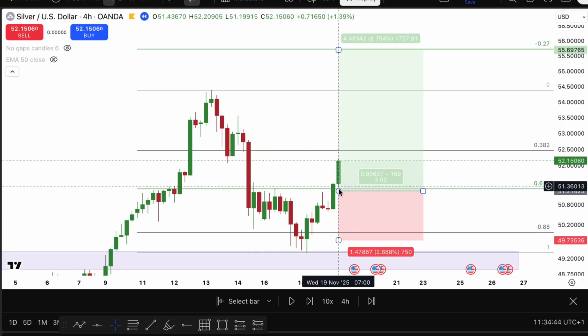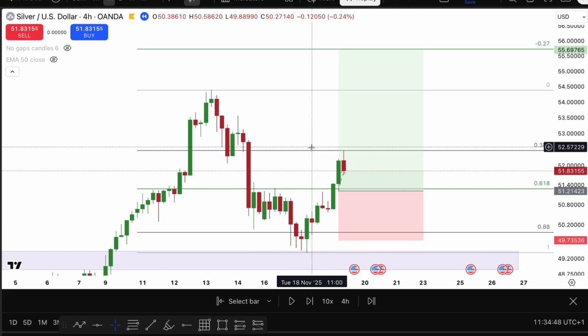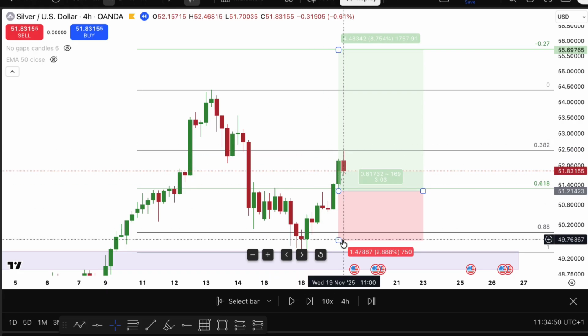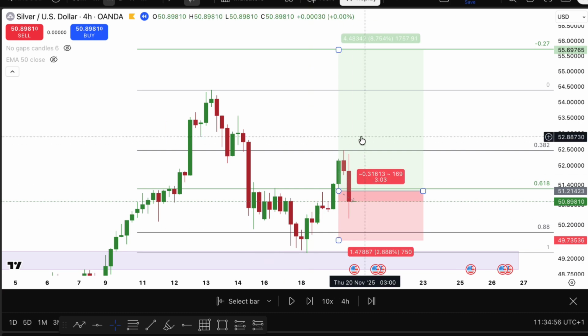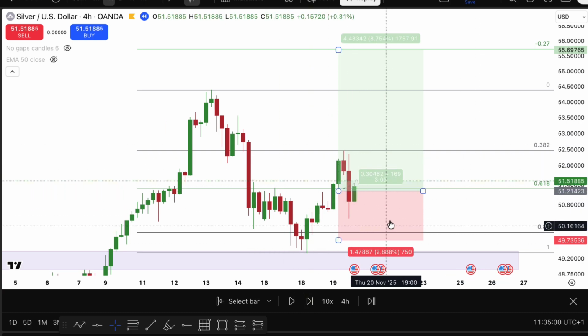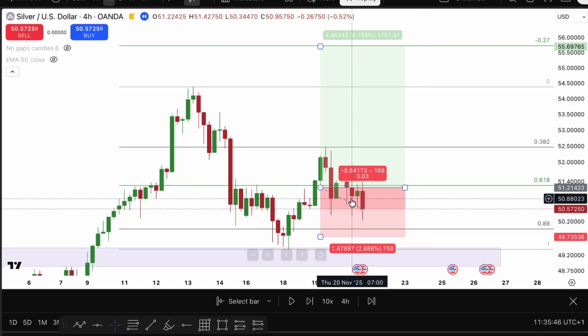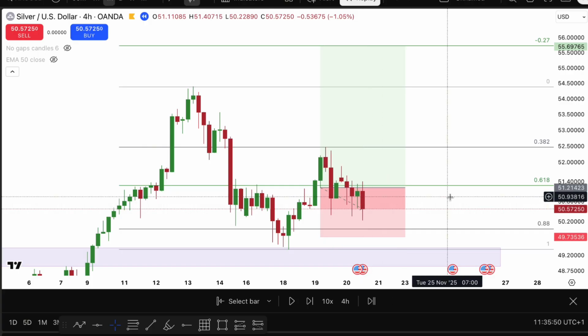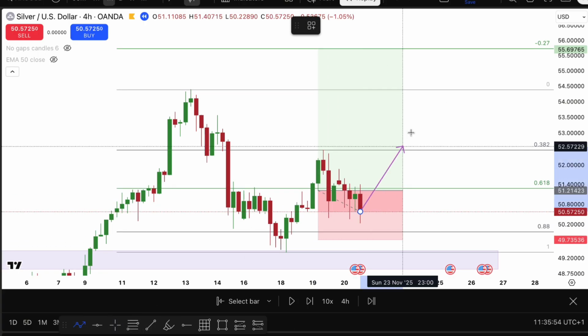You can now see we have entered this trade, and as soon as price breaks this 38 level, we want to move our stop loss to break even so it becomes a risk-free trade. But as you can see, price did not end up closing above the 38. It ended up going way below our initial entry point. So around somewhere right here, I decided to close the trade because it wasn't looking like price wanted to continue any higher in the moment.